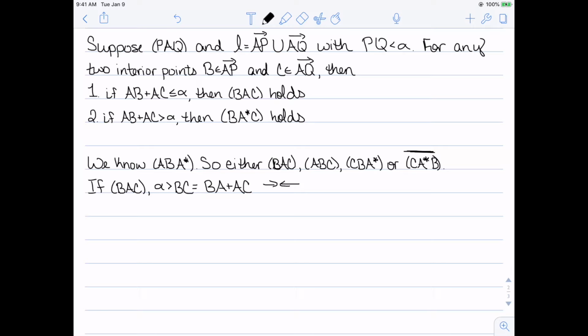In addition, we've already stated that ABC can't hold. So I've now eliminated 2 of my cases. So now I have to consider the CBA* case.